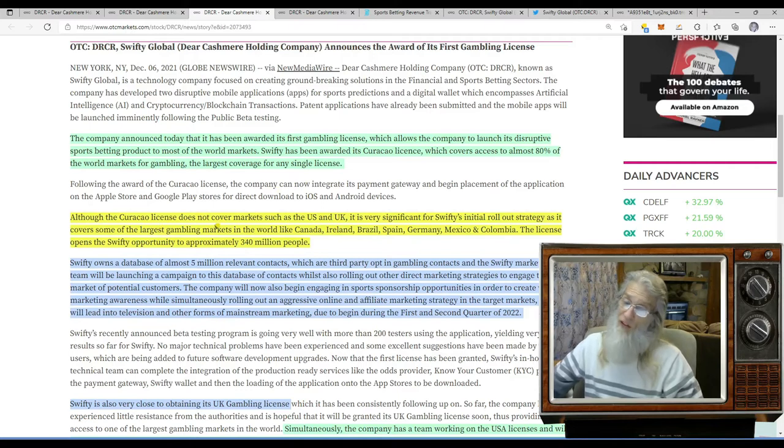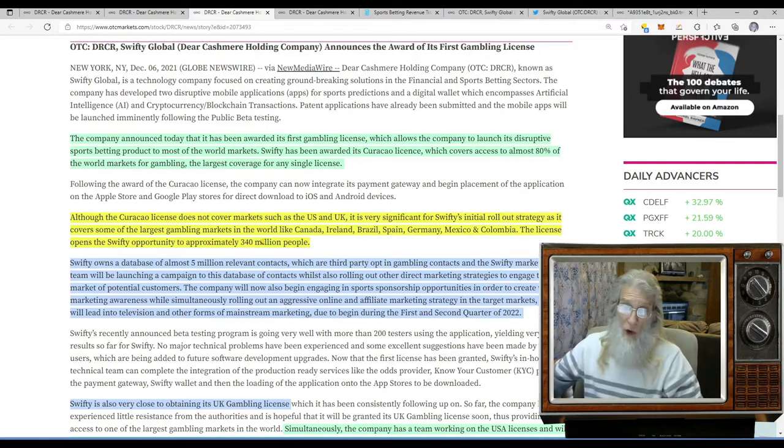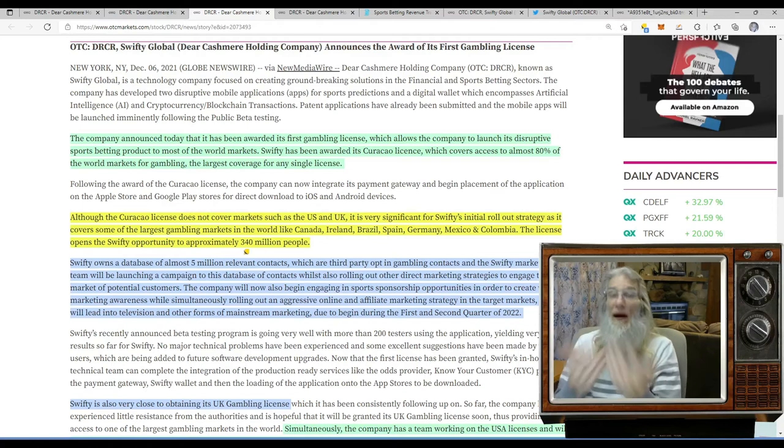Although the Caraco license does not cover markets such as the US and the UK, it is very significant for Swifty's initial rollout strategy, as it does cover some of the largest gambling markets in the world, like Canada, Ireland, Brazil, Spain, Germany, Mexico, and Colombia. They're in those countries now. They are legit in those countries. So this opens up approximately 340 million people that they can advertise to.